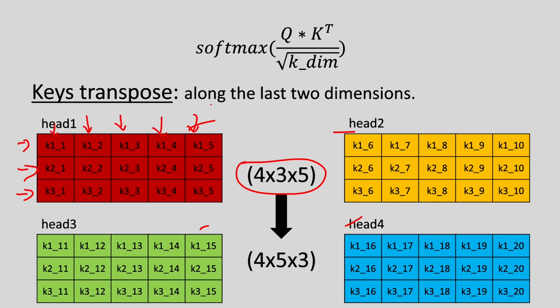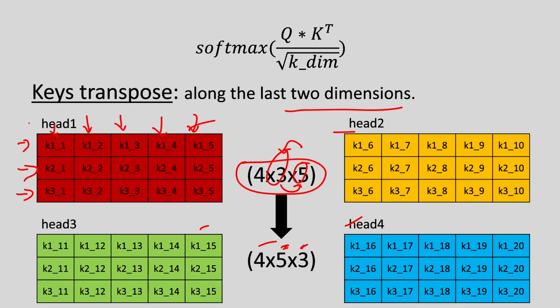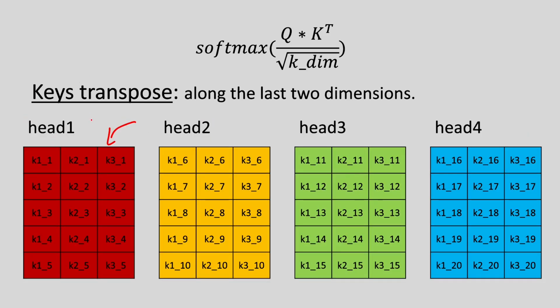Since we are going to transpose the last two dimensions, we are going to interchange these two dimensions. So this 3 will go over here and this 5 will come over here, so it becomes 4 cross 5 cross 3. It will look something like this. We just interchanged the last two dimensions. Earlier it was 3 cross 5, and now this is 5 cross 3. You can see 1 2 3 4 5, then 1 2 3, 5 cross 3, and same thing for all the heads. Now we have done K transpose, that is, the transpose of the keys.